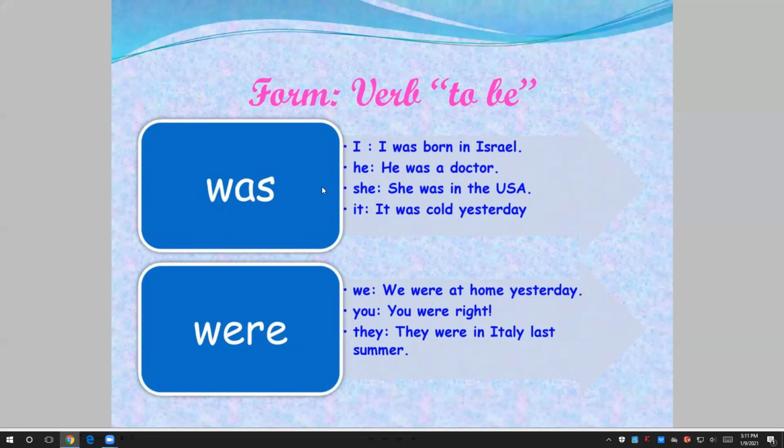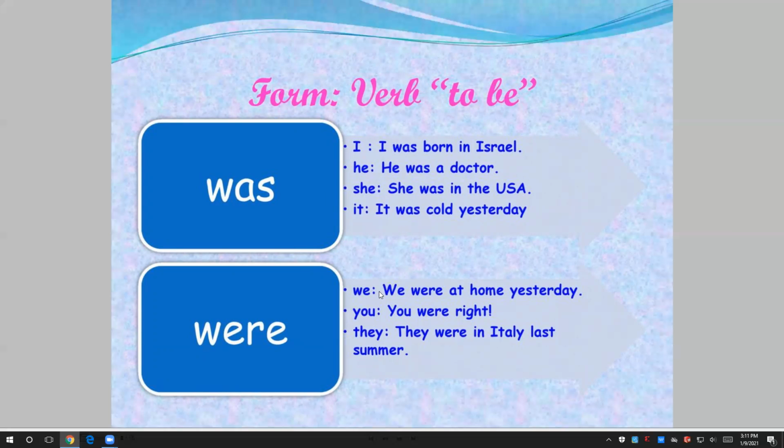So when we don't have an action verb in the past, and instead we have a noun or an adjective, we can use this to be verb in past simple tense, like with was. I was born in Israel. He was a doctor. She was in the USA. It was cold yesterday. And then we use was with I, he, she, it, and with one single person. And we can use were with we, you, they.